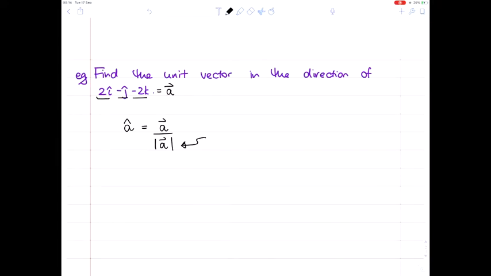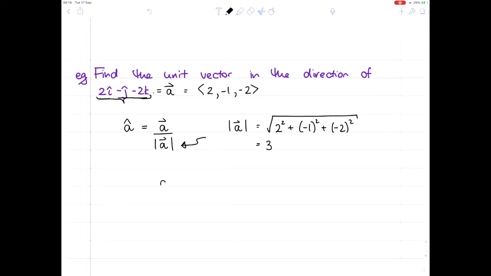Now remember, when we write a vector in this notation over here, it is just the same as simply writing down the components. So we could have written this as 2, minus 1, minus 2. And we know that the length of a vector is the square root of the sum of the squares of the components. So that'll be 2 squared plus minus 1 all squared plus minus 2 all squared, which gives us the root of 9, which is just 3.